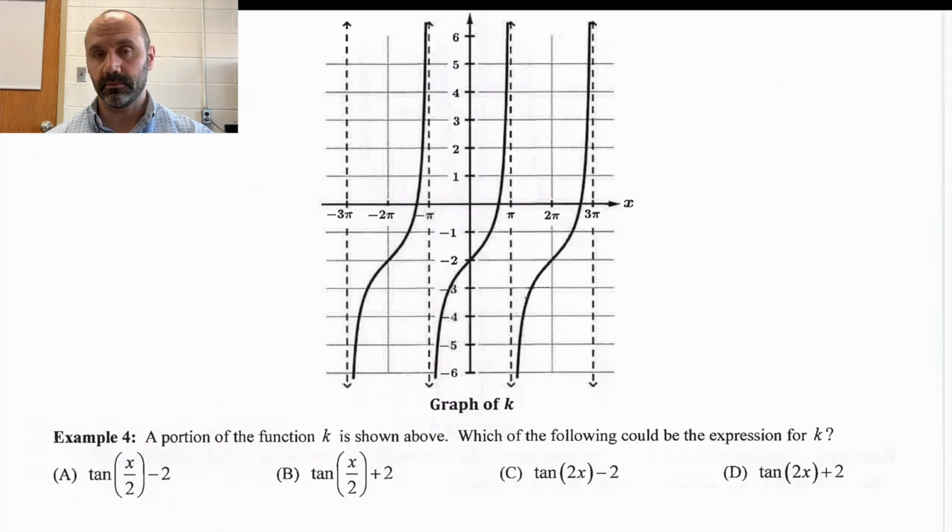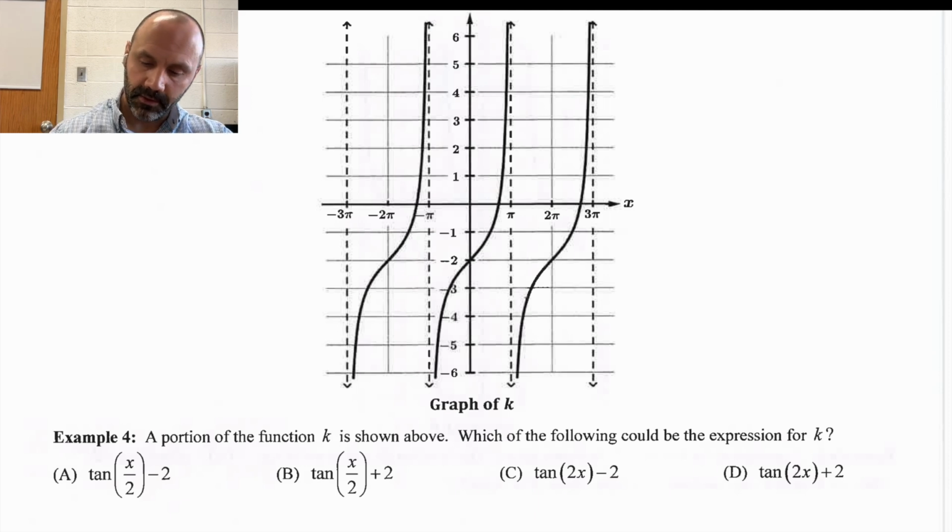In example 4, they give us a graph, and we've got to come up with an expression. Again, in AP Precalculus, this is one of the big themes, right? Going from expressions, from functions to graphs to descriptions to tables of values, all those different things. Being able to model it different ways, different representations. And so this is what we practice a lot.